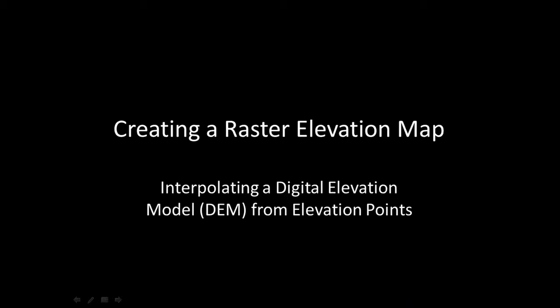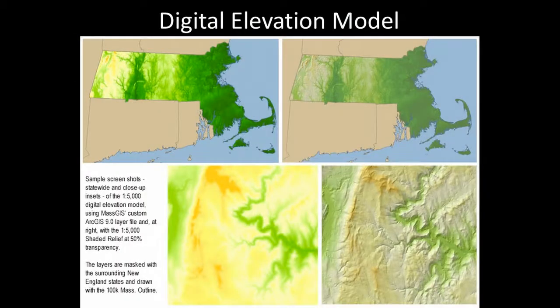In this tutorial, we're going to look at how we can create a raster elevation map from a series of discrete points of elevations. The goal is to produce something like this, a digital elevation model, or DEM. A DEM is a raster file in which all the pixels or cells have elevation values in them. Taken together, they produce a scene that allows us to visualize the behavior of the topography across a landscape. They also allow us to analyze how things like water will move across that surface.